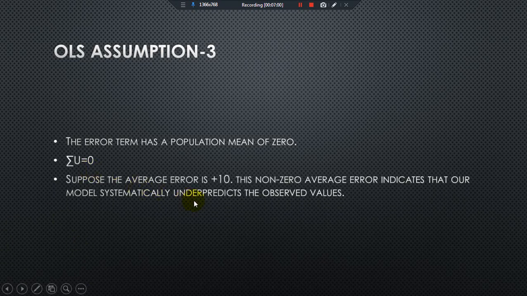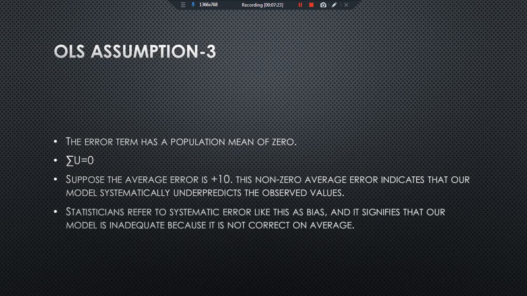Suppose the average error is plus 1 or minus 1, or plus 10 or minus 10. This non-zero average value of the error indicates that our model systematically under-predicts or over-predicts the observed values. Statisticians refer to a systematic error like this as a bias, and this signifies that our model is inadequate because it is not correct on average.